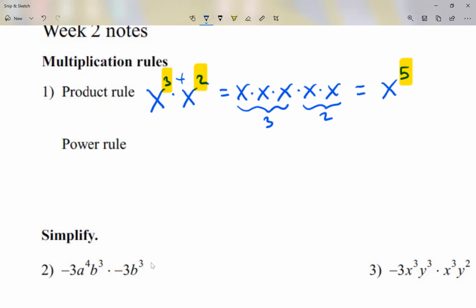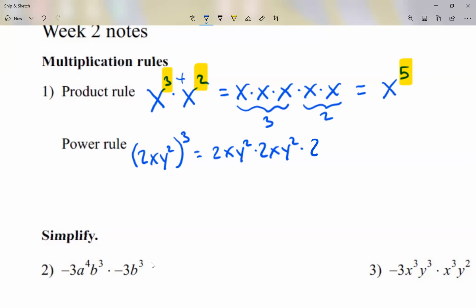Now, the power rule, let me take a look at this next rule. Let's say I had 2xy to the second, and all of this to the third power. Now, for the power rule, basically, we're going to have parentheses and an exponent on the outside. The power rule basically means I have 2 times x times y to the second, 3 times. So let me just write this thing down 3 times. Notice I wrote 2xy to the second 3 times. Basically what I had inside the parentheses, I wrote it 3 times because the exponent was 3.